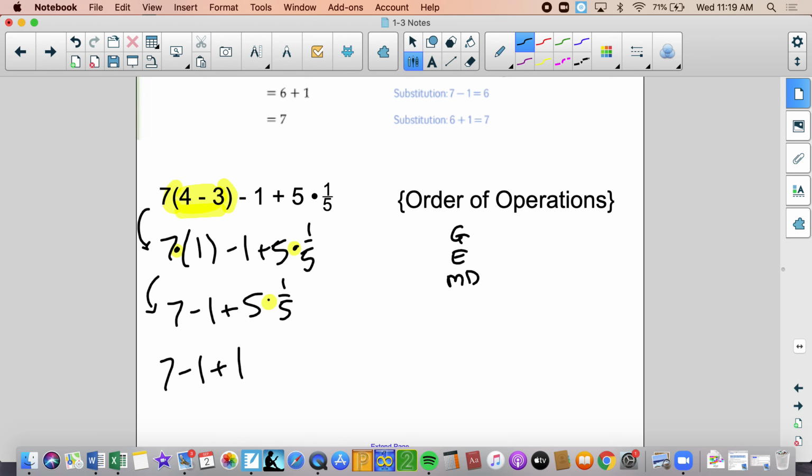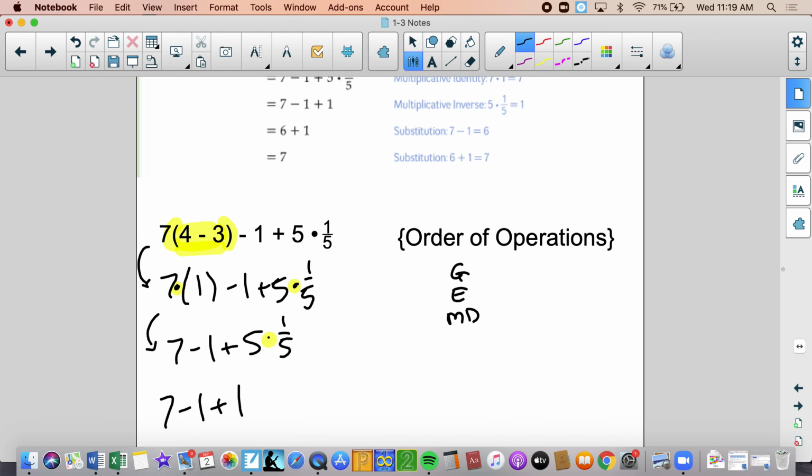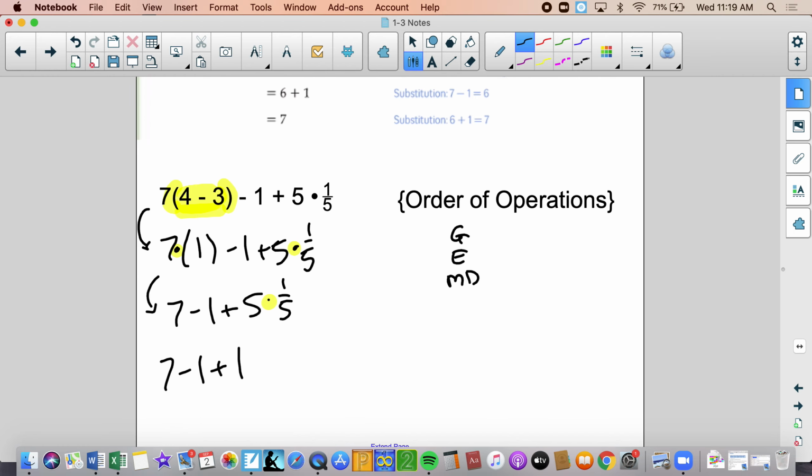And now, what are we going to do? Order of operations. So we have 7 minus 1. Good. We have subtraction and addition. So we do whatever comes first, left to right. So we'll do subtraction first. 7 minus 1 is 6.